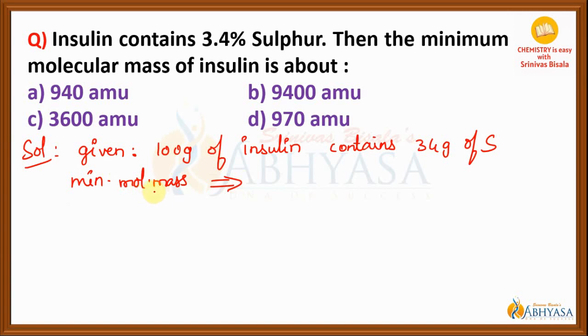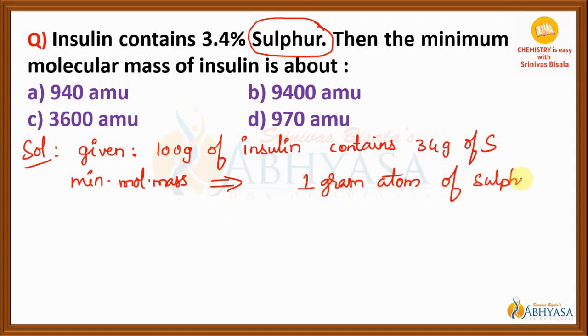The meaning of this is, by taking sulfur into consideration, we need to find out the minimum molecular mass. Means there should be some minimum amount of sulfur in this particular insulin, based on which we need to calculate the minimum molecular mass. So minimum molecular mass means there should be at least, in this case, 1 gram atom of sulfur.